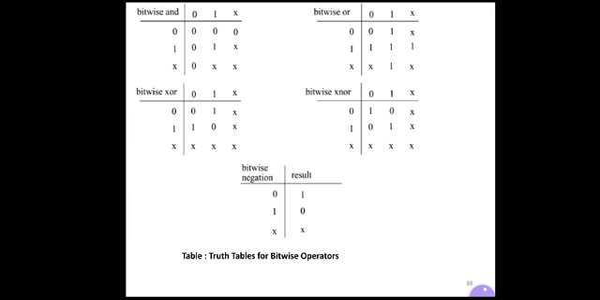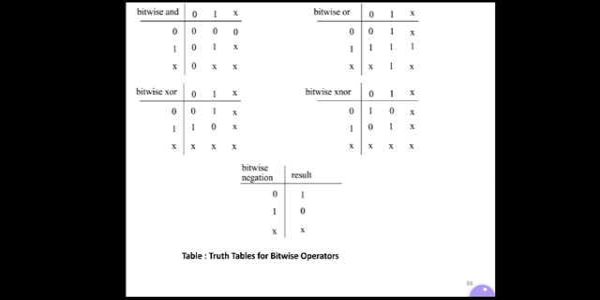So these are the truth tables for the bitwise AND operator, bitwise OR operator, bitwise XOR operator and bitwise XNOR operator. Also the bitwise negation. Bitwise AND operator, as you know, 0 and 0 is 0. If any one bit is 0, the result is 0. Only if all the bits are 1, the result is 1. If an unknown value is ANDed, the result is unknown.